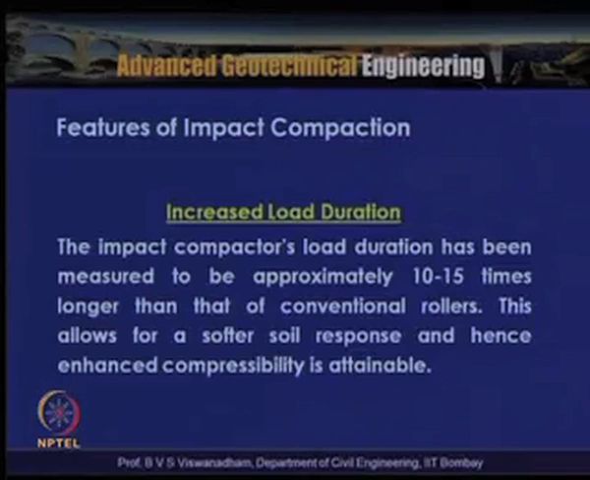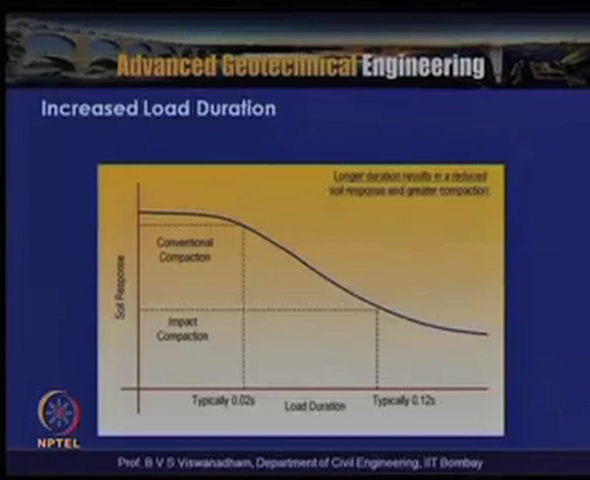Another feature is increased load duration. The impact compactor's load duration has been measured to be approximately 10 to 15 times longer than that of conventional rollers. This is good for some fine-grained soils to arrange into a denser configuration. Here it is shown: for conventional compaction the load duration is 0.02 seconds, for impact compaction it is about 0.12 seconds. So, longer duration results in reduced soil response and greater compaction. This is one of the other merits of impact compaction.